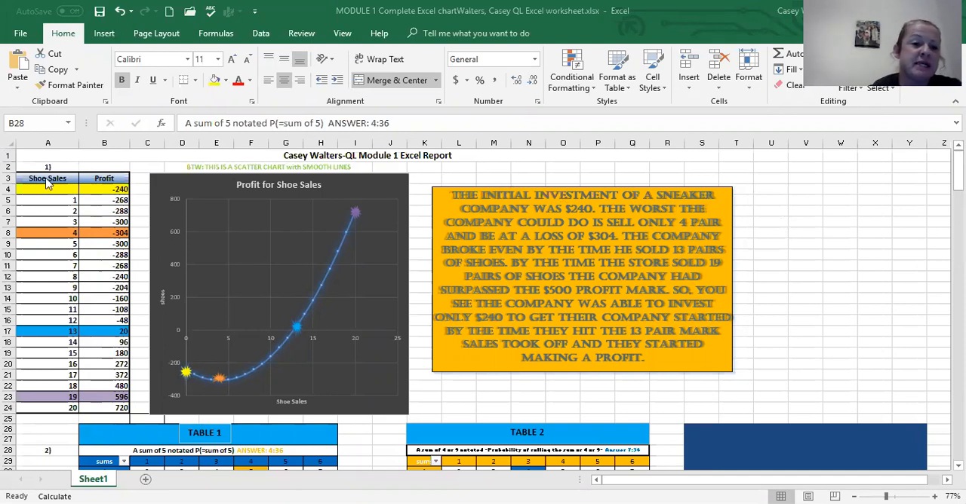Right here, you will see a table that I've created, and if you press on each of the corresponding cells, you will see the formula that I put in to get all of my data.